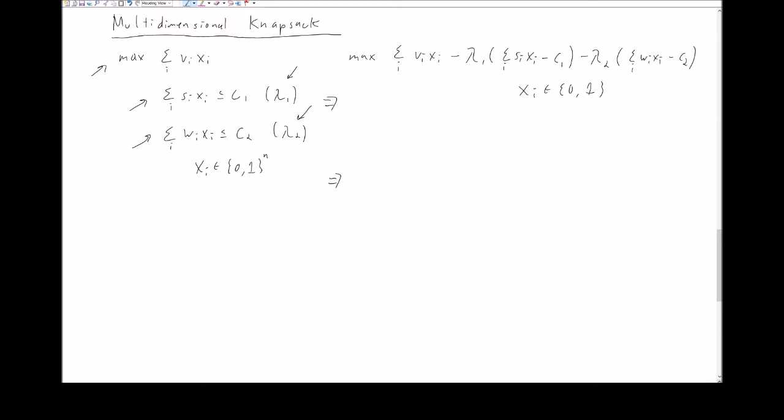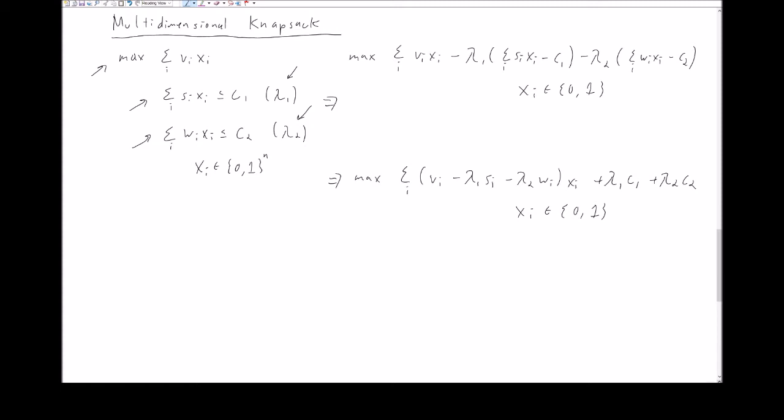So we're going to simplify this by first grouping the terms. We'll maximize the sum over all i. And now in front of all the xi terms, we have some particular term, which is going to be vi minus lambda 1 si minus lambda 2 wi, multiplied by xi. And then we're going to add some constants, lambda 1 times c1 plus lambda 2 times c2. Our feasible region is still going to be written in this trivial way.